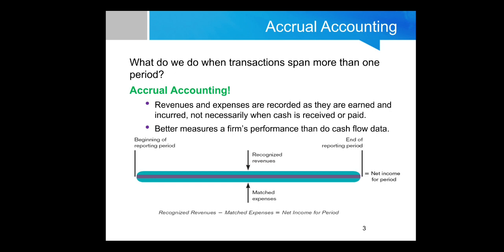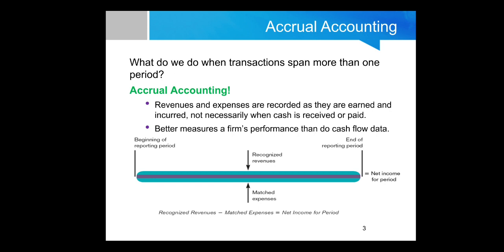What do we do when transactions span more than one period? Okay, accrual basis accounting is crucial or important when a business transaction happens, but the transaction involves more than one accounting period. For example, let's say you have a business that started on the 1st of January, and the accounting period will end on the 31st of December.